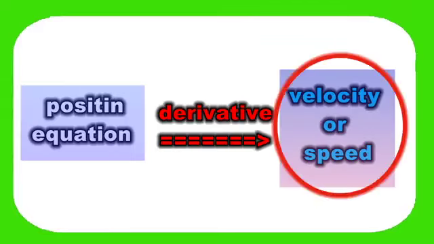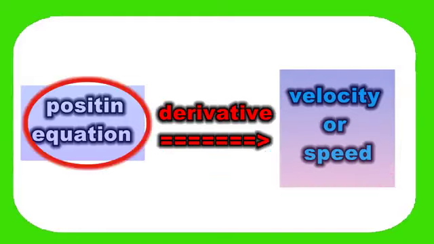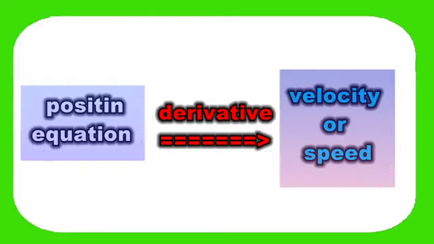Tip 6. To calculate the instantaneous velocity, you must calculate the derivative of the position equation with respect to time. Then replace time in the derivative equation. Now back to the previous example.